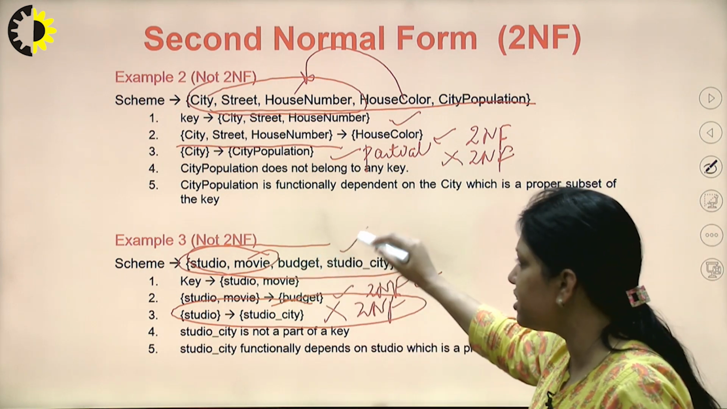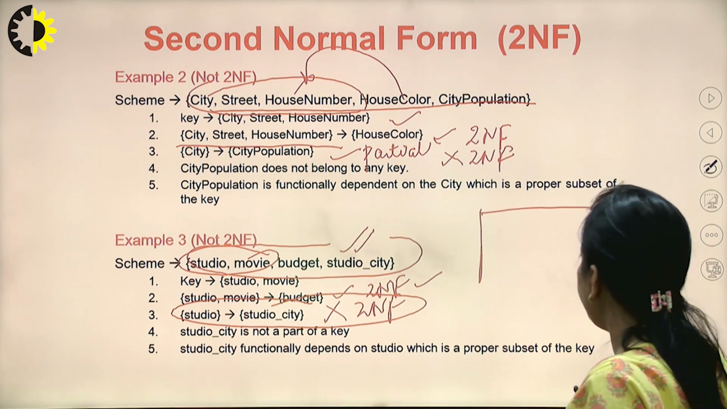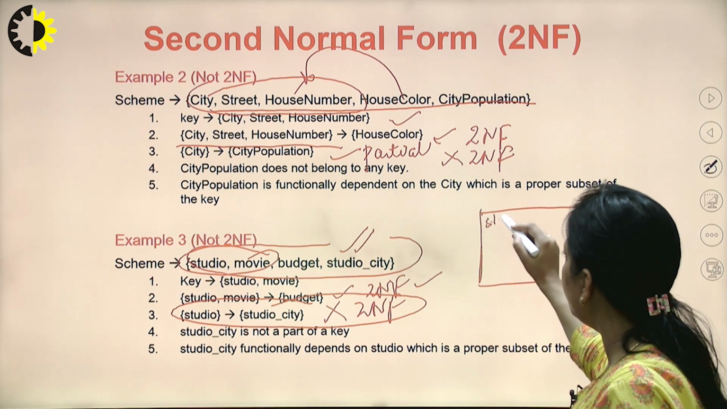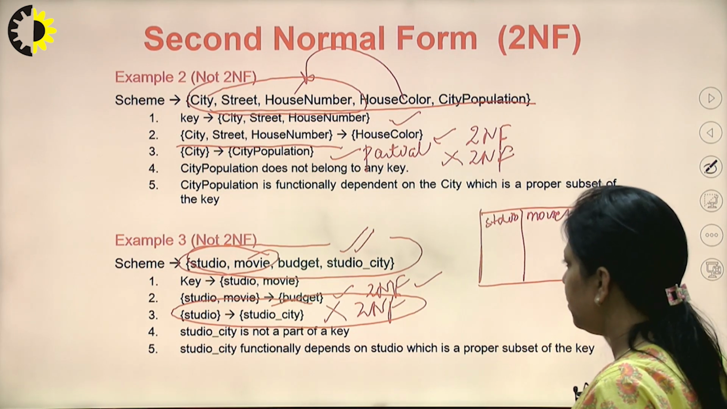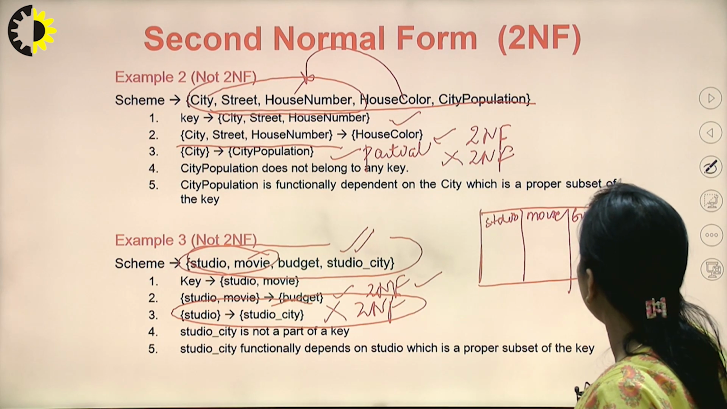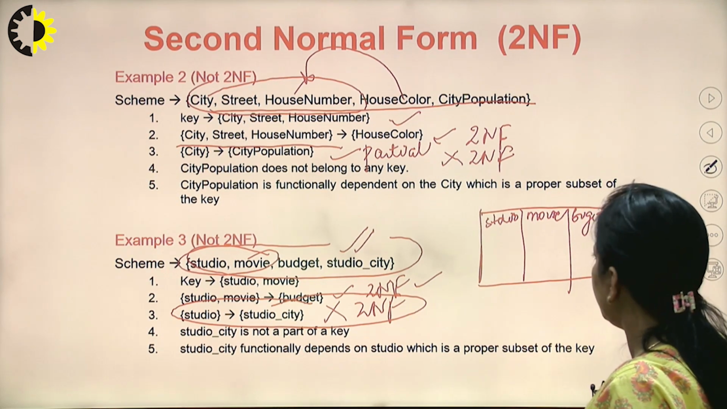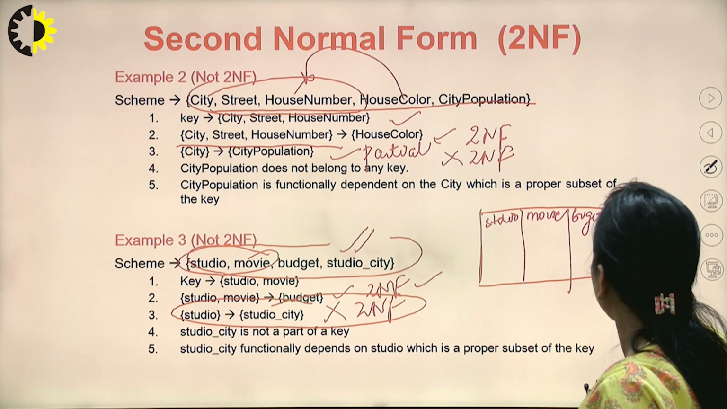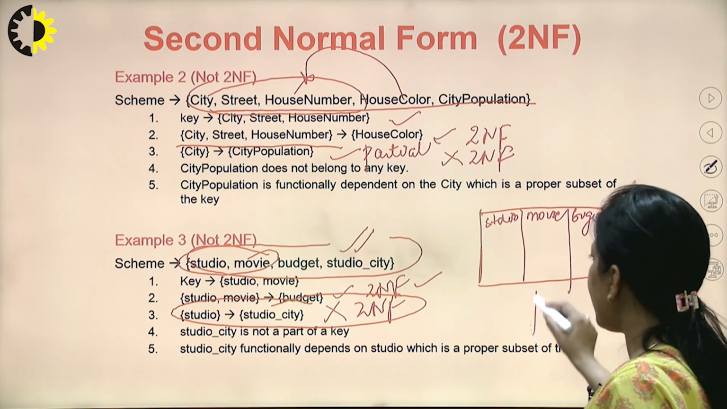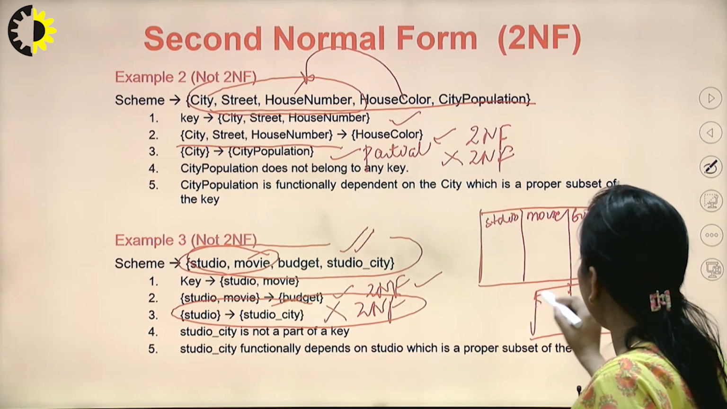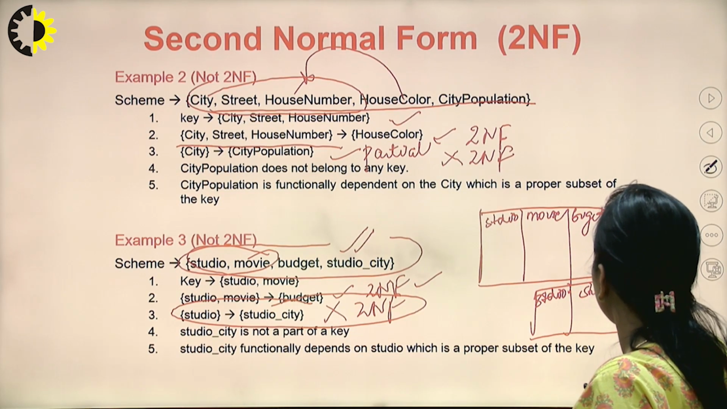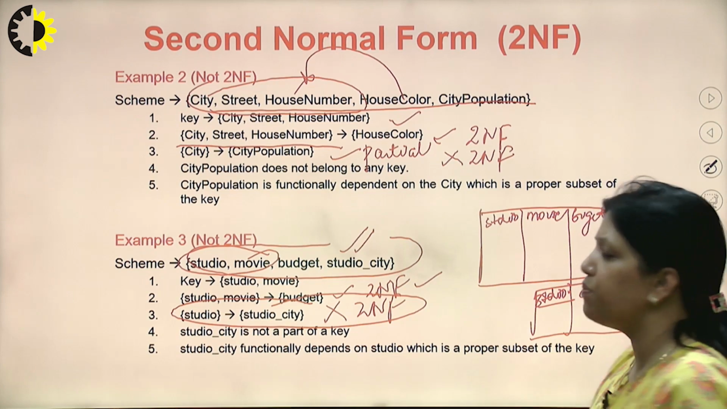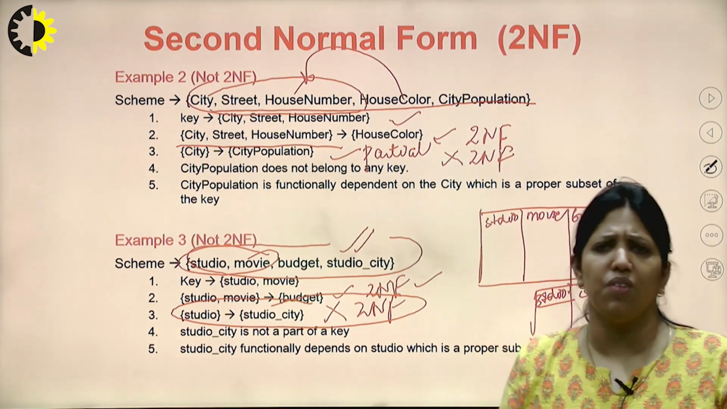So how do we convert? We have this base table, then we will make a table that has studio, movie, budget and studio city. And we will make another table that contains studio and studio city, and we'll make studio the primary key of this table. So in this way, we have decomposed.